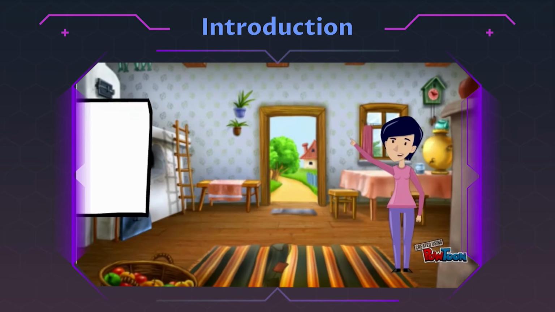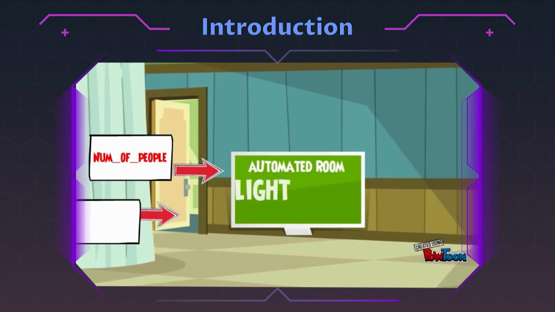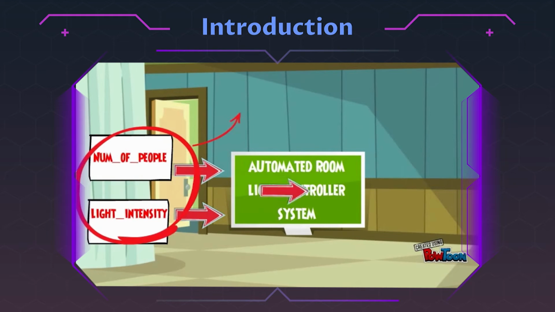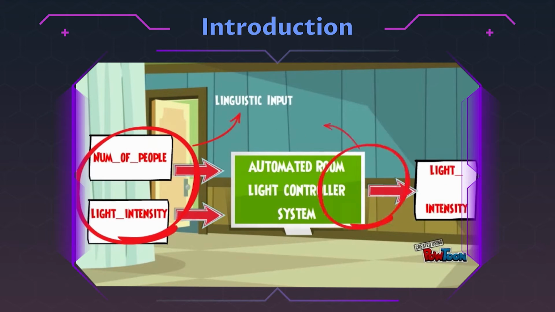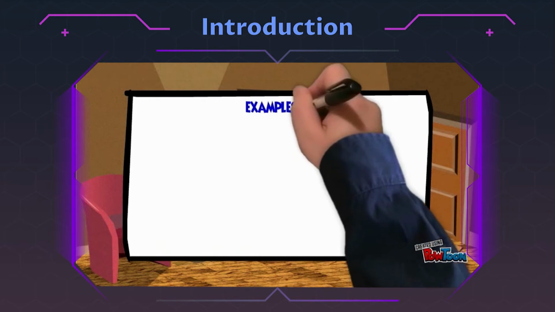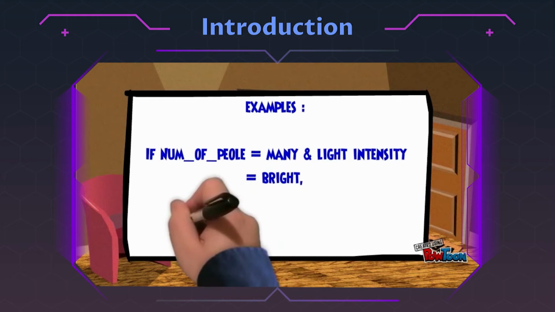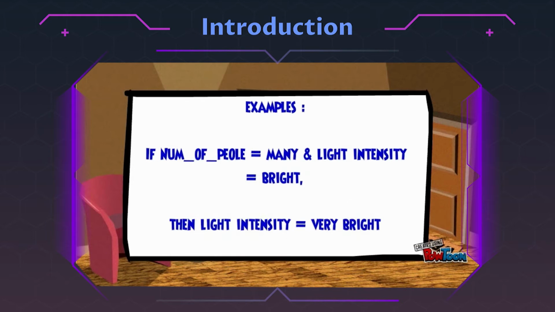Next, we are going to discuss the automated room light controller. The number of people and light intensity are the inputs for this system, while the light intensity is its output. For example, if the number of people is many and light intensity is bright, then the light intensity will change to very bright.